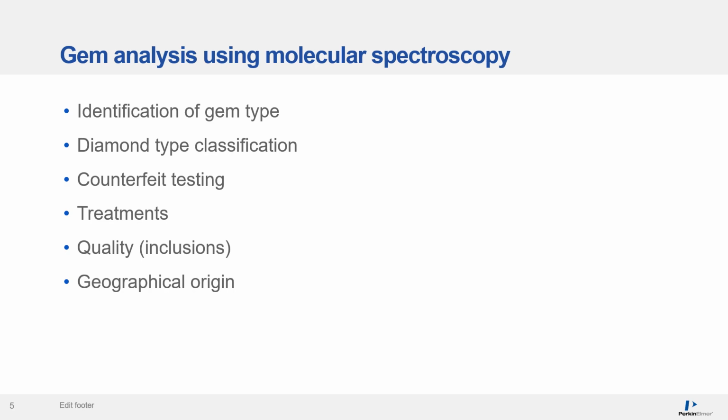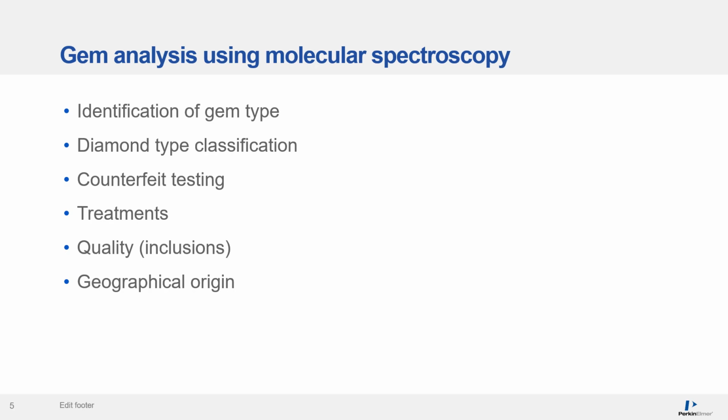These microscopes can measure areas down to about 5 microns in size. So what types of analysis can we do with the molecular spectroscopic techniques? Firstly, we can identify the gem type, covering situations like, is it a diamond or not? If we are measuring diamonds, then it's possible to classify the diamond type, as we will see later on in the presentation. We can test for counterfeits. We can clearly distinguish between diamonds and any other type of material being passed off as diamond, such as cubic zirconia.